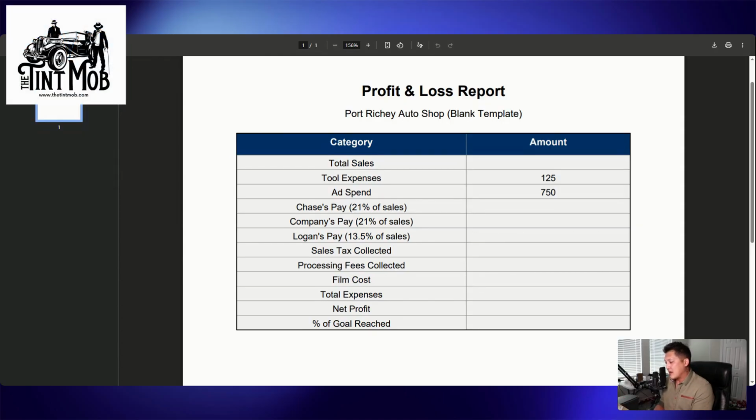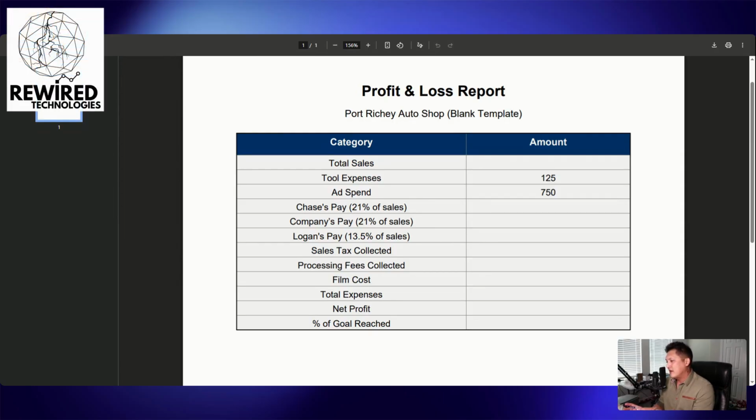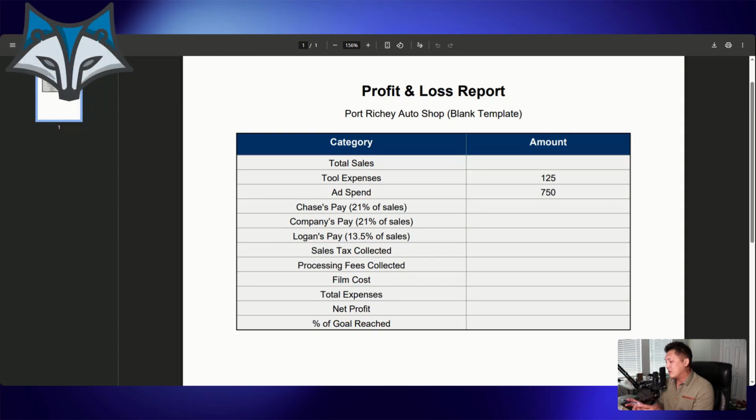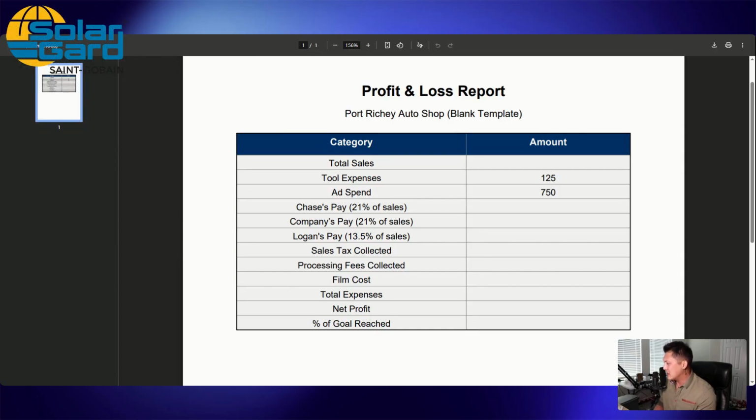Realistically, I charge a processing fee because I get charged a processing fee through my payment processor, so I'll never really even see that money. I just need to make sure that I'm charging enough for the processing fees that it's equal to or more than what I'm getting charged for processing. That way, that's not going to be a loss in money there. Film costs, and film costs will be the very last one.